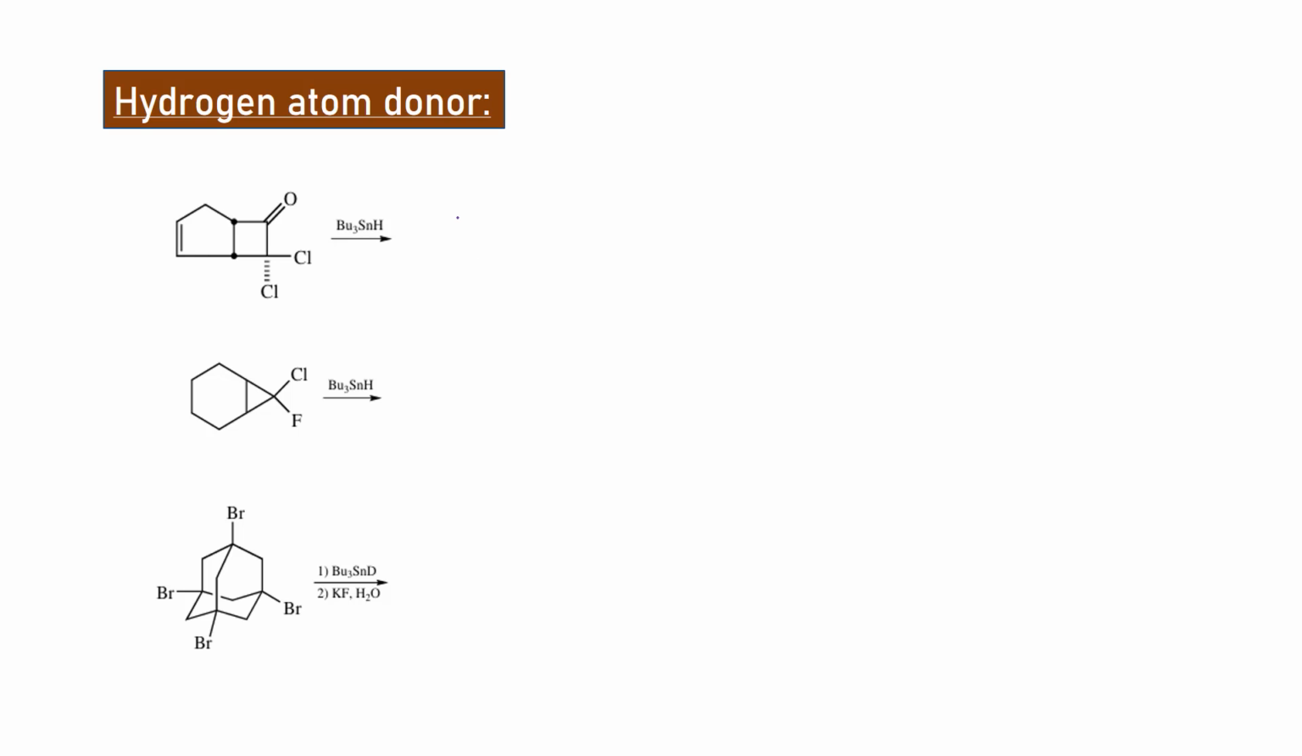Let's solve together. As we said, it breaks the halide bonds, so it will selectively break the carbon-halide bond. It will not react with the carbonyl group. If you see this kind of group, this carbonyl group will be intact, whereas one of the C-Cl bonds will be eliminated or substituted by a C-H bond.